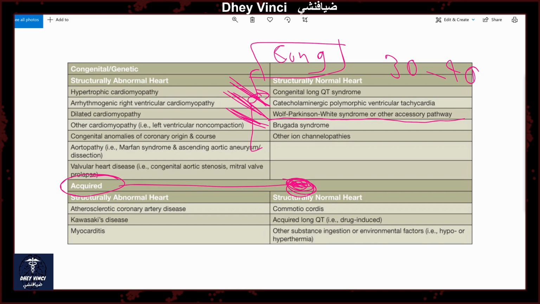The first one is commotio cordis. This phenomenon is a disorder in which a sudden blunt impact to the chest causes sudden death in the absence of cardiac damage. This condition has a long history. There are many stories accompanying this commotio cordis. So it's usually associated with chest trauma.